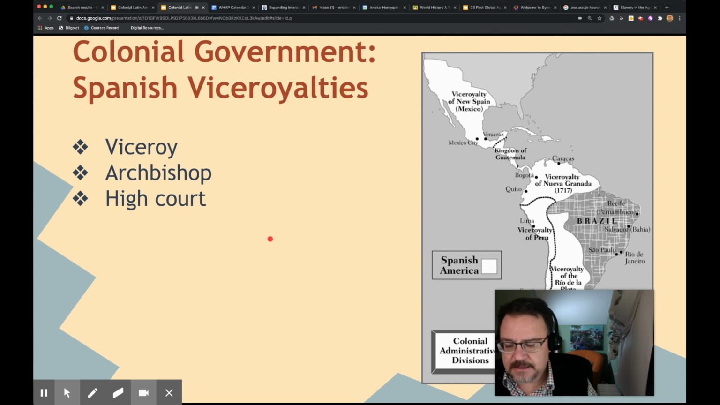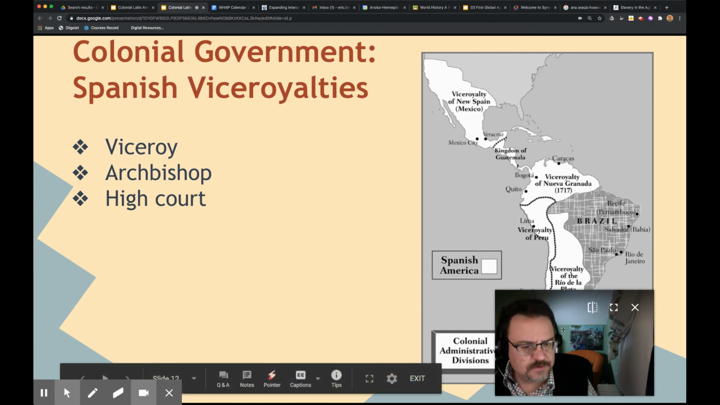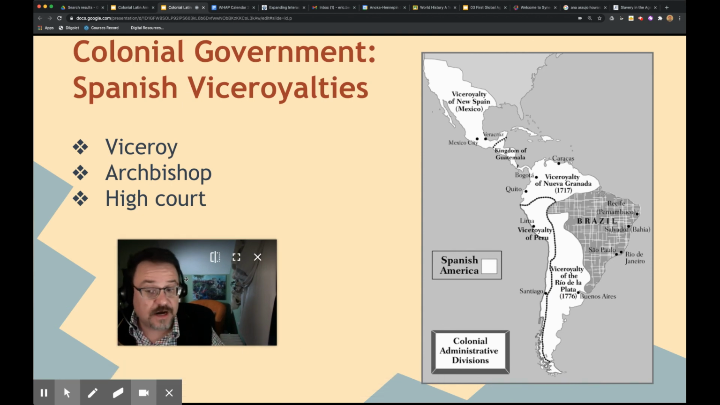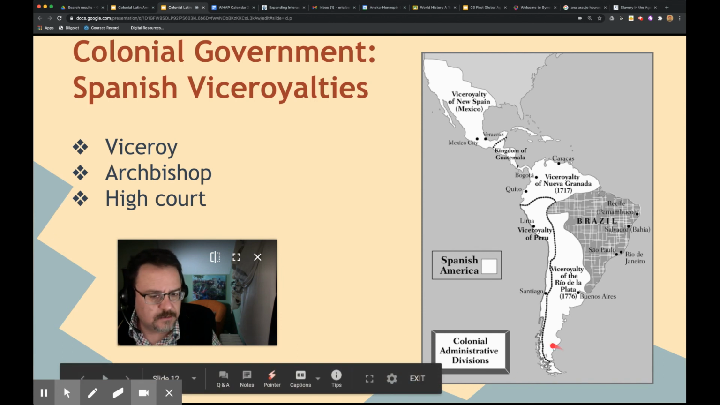This will be the last slide here. So when you look at the colonial government in the Spanish system, they called their colonies viceroyalties, like the royal, in place of the king. Again, you can look at this map and you can see the current day countries. This goes from what's today the southwestern United States and California, all the way down to Argentina and Chile at the bottom of South America, way down here.